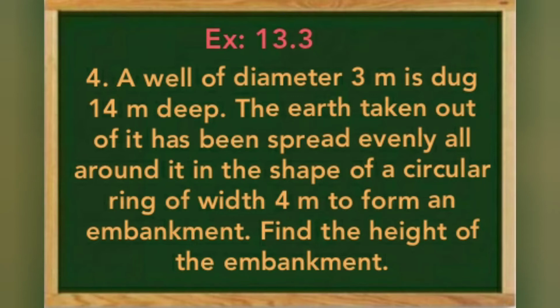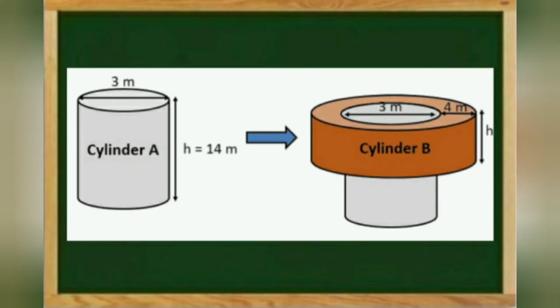Now see the figure children, then it will be very clear what is the meaning of embankment. Okay, so first the cylinder A is well. Cylinder A is well. The height of the well is 14 centimeter and the diameter is 3 meter. And the mud of the well only we are going to take out and distribute to form an embankment. Okay, so both well and the embankment are in the shape of a cylinder.